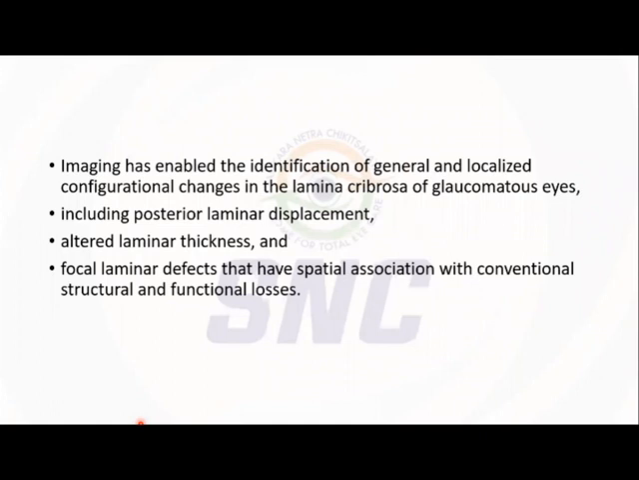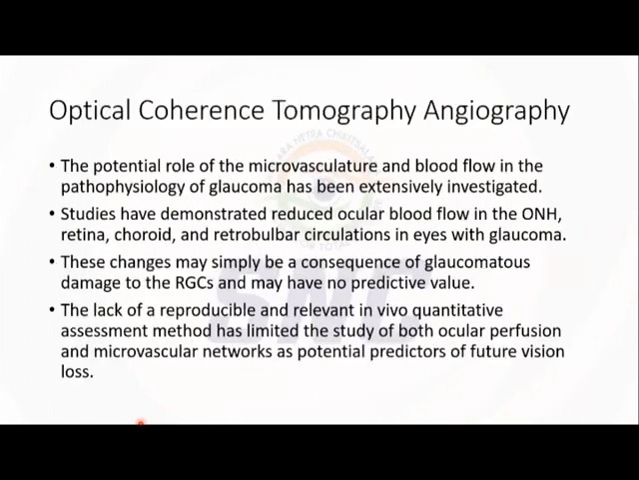Imaging has enabled the identification of generalized and localized configuration changes in the lamina cribrosa of glaucomatous eyes, including posterior laminar displacement, altered laminar thickness, and focal laminar defects that have spatial association with conventional structural and functional loss.